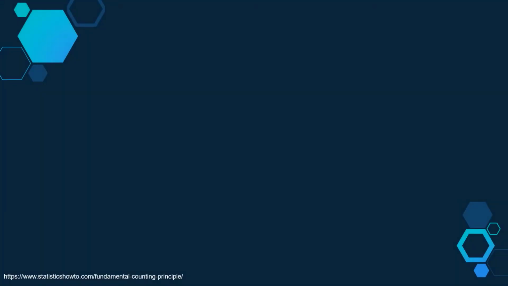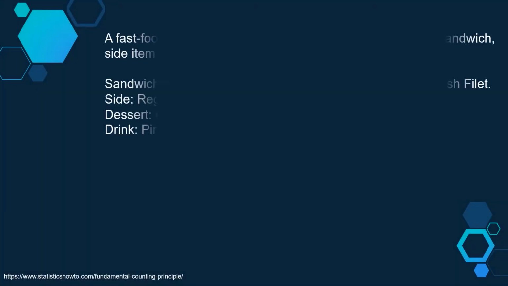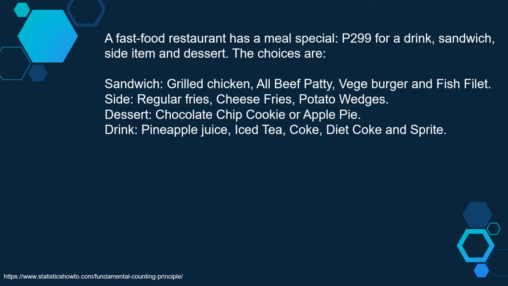Next example. A fast food restaurant has a meal special, 299 pesos for a drink, sandwich, side item, and dessert. The choices are, for sandwich, we have grilled chicken, all beef patty, veg burger, and fish fillet. For the side item, we have regular fries, cheese fries, and potato wedges. And for the dessert, we have chocolate chip cookie or apple pie. And then for the drink, we have pineapple juice, iced tea, Coke, Diet Coke, and Sprite.